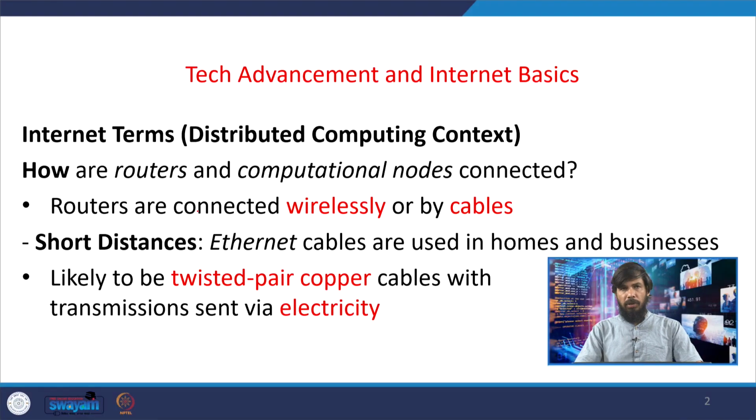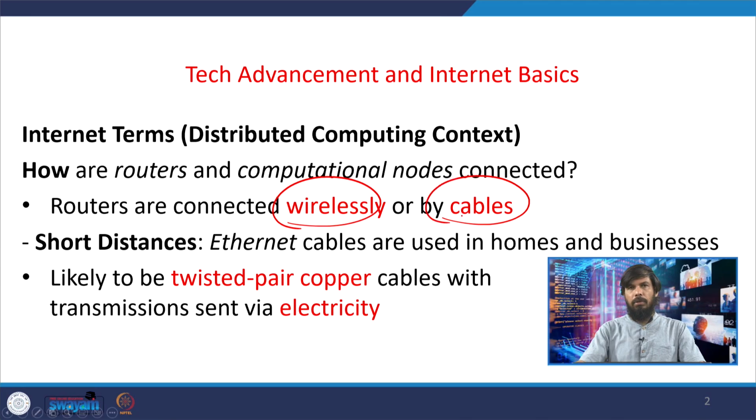So, our next important question that we would like to address in this session is how are routers and computational nodes connected. Essentially we are looking to focus on the wiring part of it, or the connectivity part of it, right. Routers are making up the internet. They are essentially sitting in between the computational nodes, and we talked about the routers in the previous session. Now, routers themselves can be connected wirelessly or by cables. These are the two options that are there, either the wireless connection or the cabling.